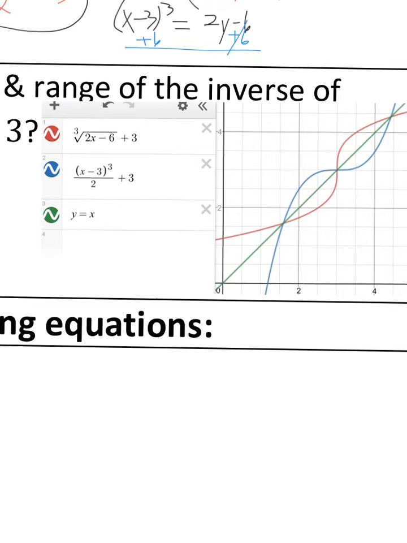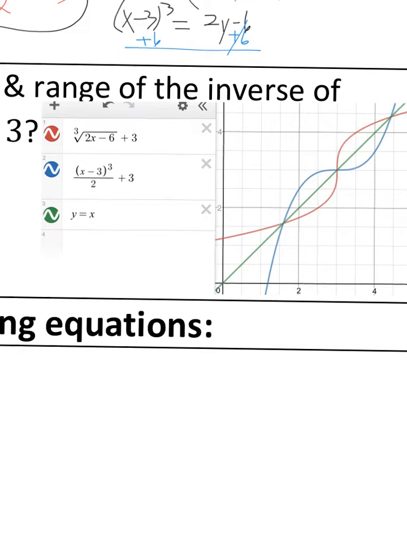So I said this in earlier videos, if you have an odd power or an odd root, you're going to have all real numbers, because even though it curves, it's still moving up and still moving down. It's still going left. It's still going right. It's not restricted in any sort of way. So the domain and range are both all real numbers. And so the inverse of that is still going to be all real numbers.